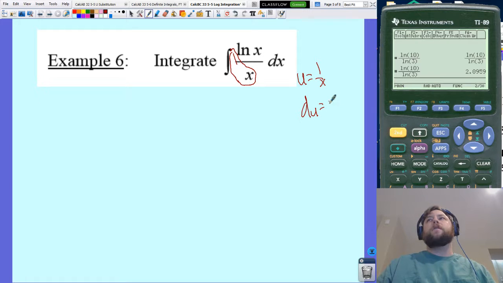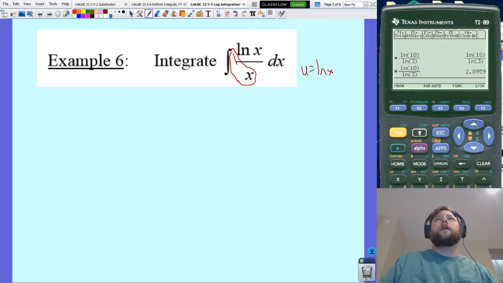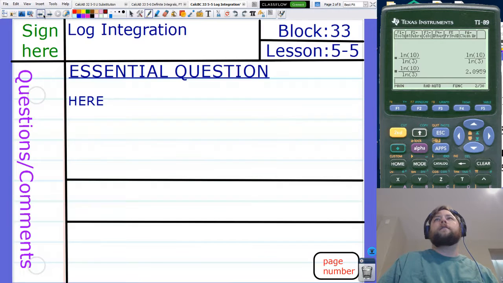And du is ln, no wait, I'm doing that backwards, right? Yeah, I'm doing that backwards. Okay, I do this sometimes. So the u is going to be ln of x. What's the derivative of ln? Oh, man. I'm not cutting this.